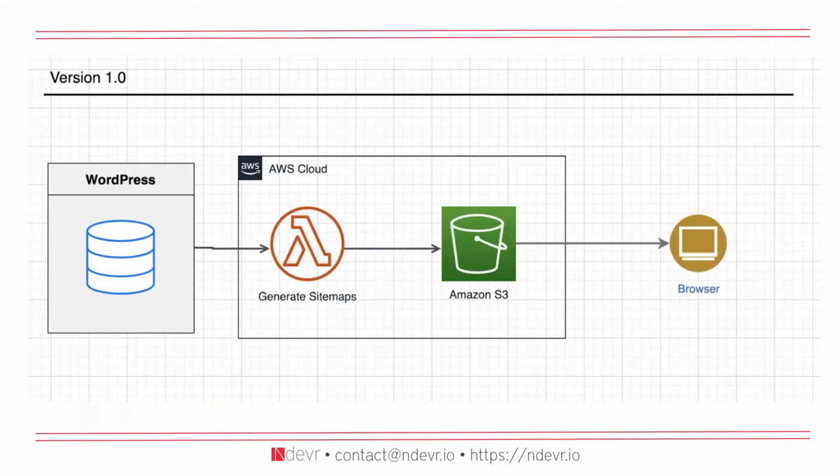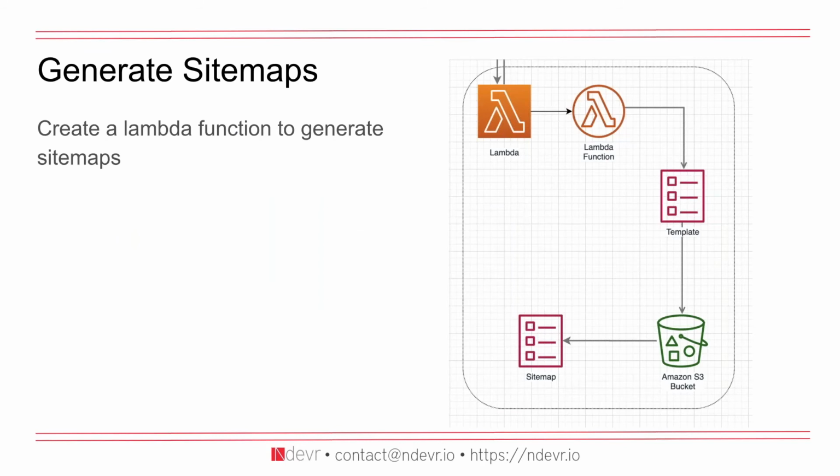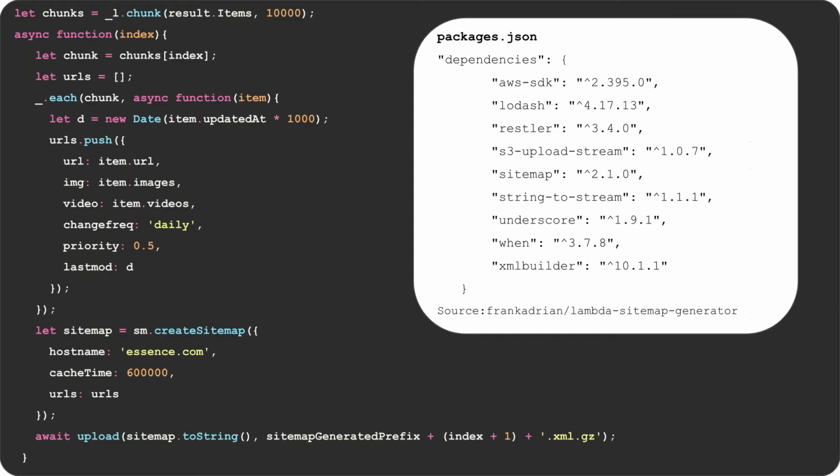So our first version. We wanted to spin up a Lambda function, put the generated XML files in an S3 bucket, and then just access them there. To do that, we have to create the Lambda function for generating the sitemap. So this is the generating Lambda function in Node.js.